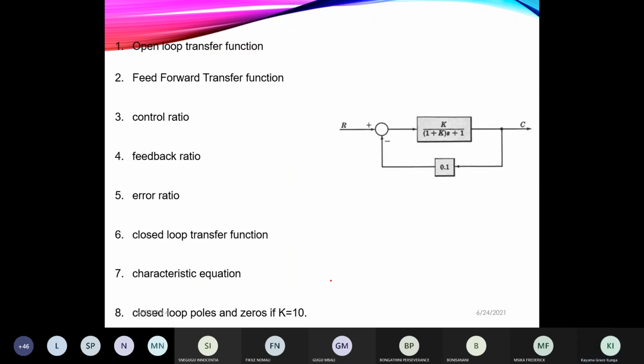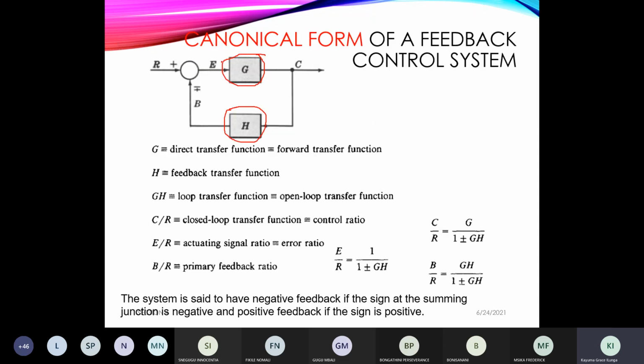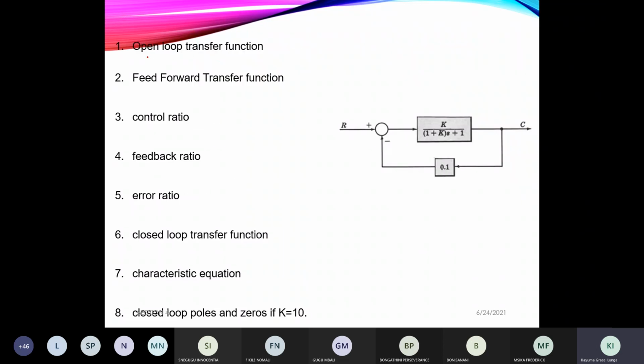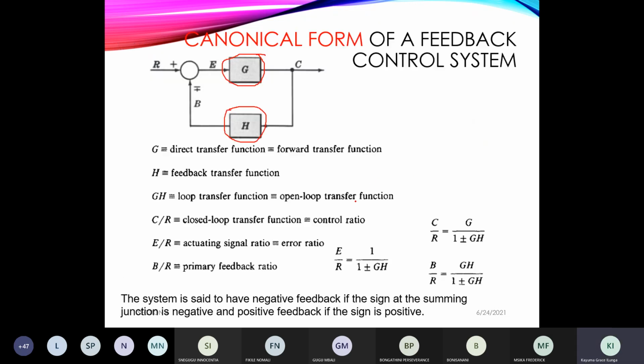Now from here, there is a question. I think that we can also try to solve this. From this one, find the open loop transfer function, the feed forward transfer function. What is the control ratio? What is the feedback ratio? The error ratio, closed loop transfer function, and the characteristic equation. You can also find the closed loop poles and zeros if K is equal to 10. Okay, are we together? Please.